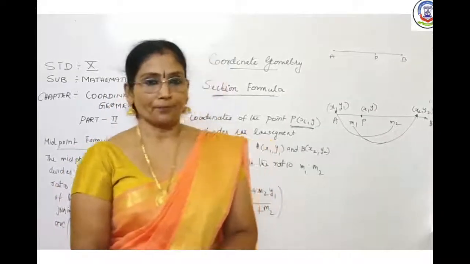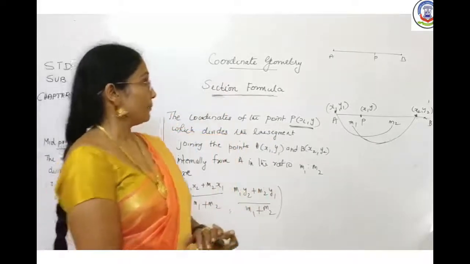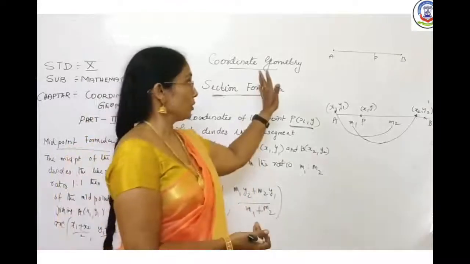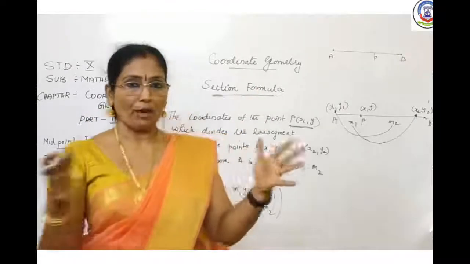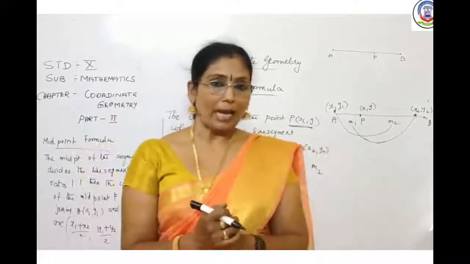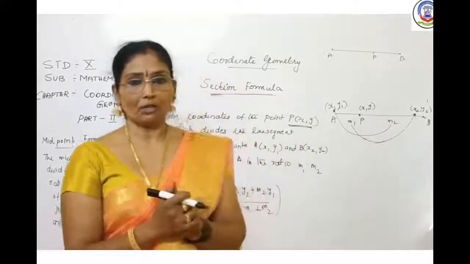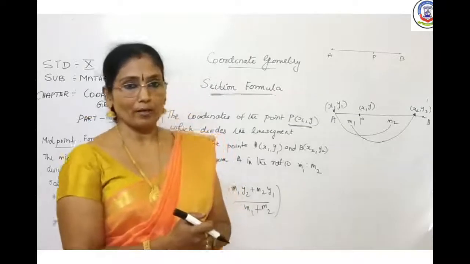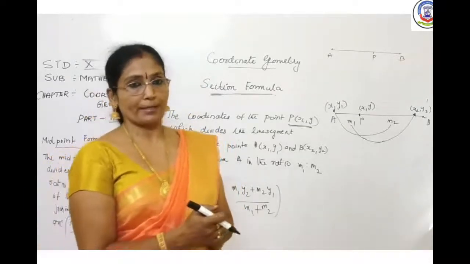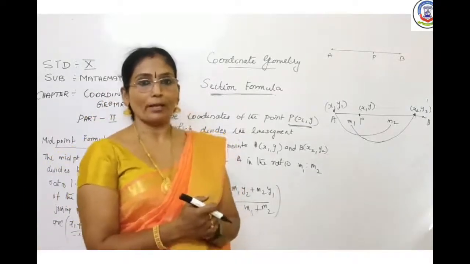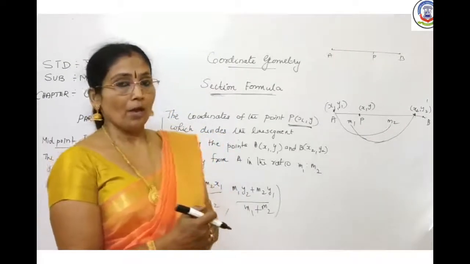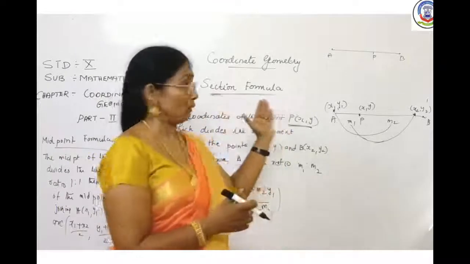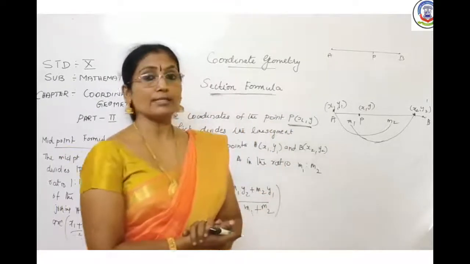Good morning, children. Today we have learned about the distance formula, related to coordinate geometry. How can you find the distance between any two given points? We already learned that. Its formula is the root of (x2 minus x1) the whole square plus (y2 minus y1) the whole square. Now, in this session, we are going to derive another formula known as the section formula.